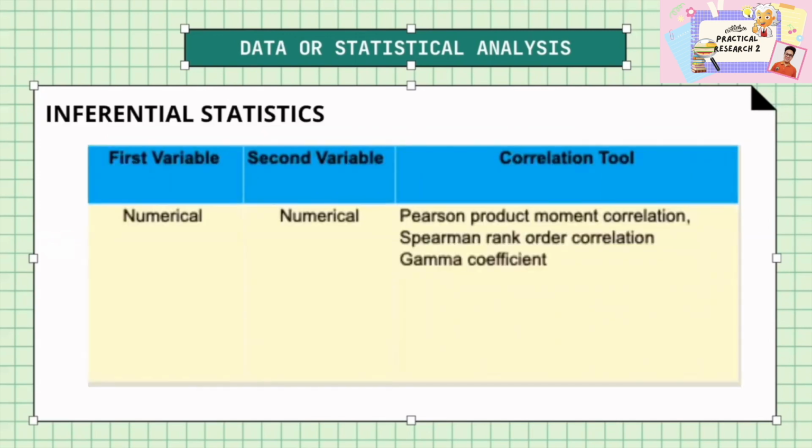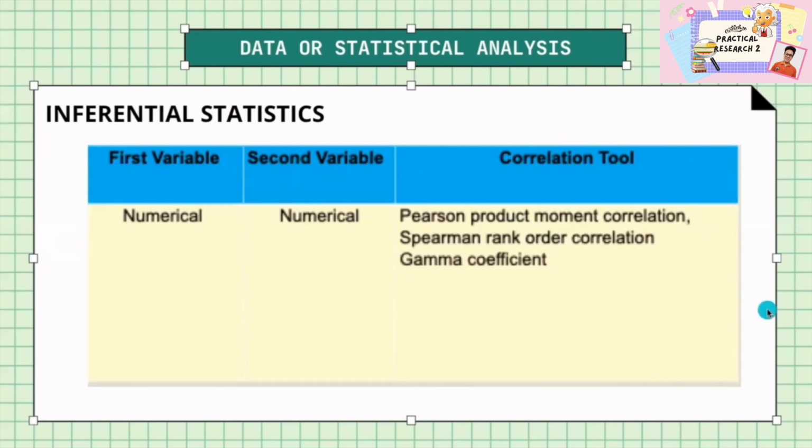You may also have numerical data and numerical data, both numerical. Then you will use Pearson product moment correlation, Spearman rank order correlation, and gamma coefficient. So you only have to identify whether your first variable is nominal or numerical, and your second variable is nominal or numerical, and I have given you the correlational tools or statistical treatment that you may use.